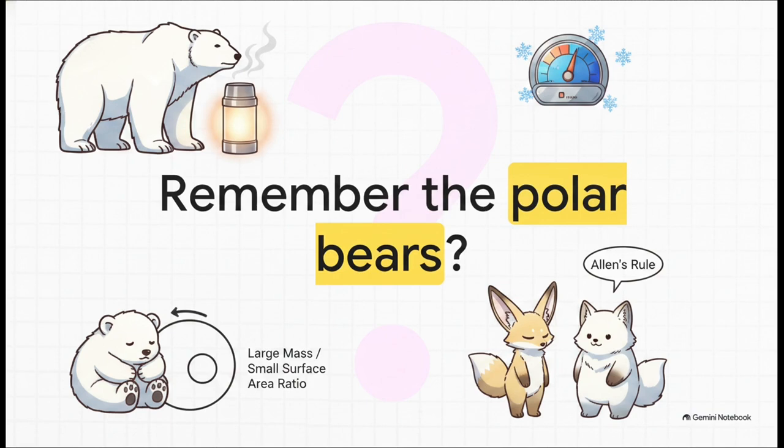Conversely, we have Allen's rule, which notes that animals in cold climates also tend to have shorter appendages, smaller ears, shorter legs, to further reduce the surface area exposed to that biting cold.